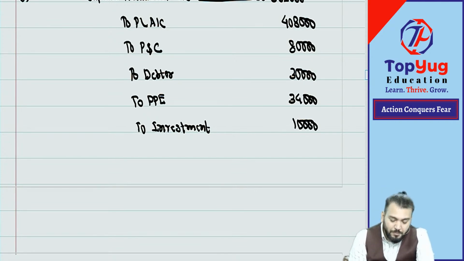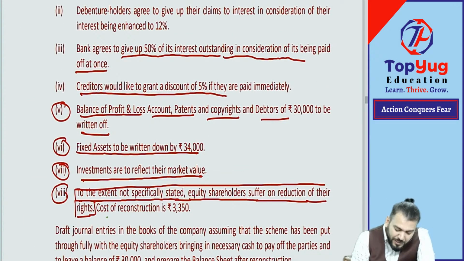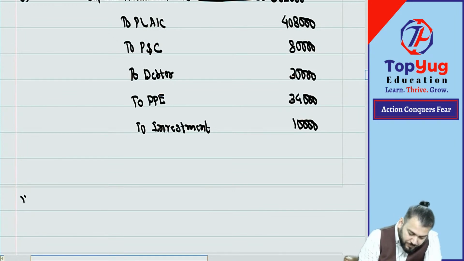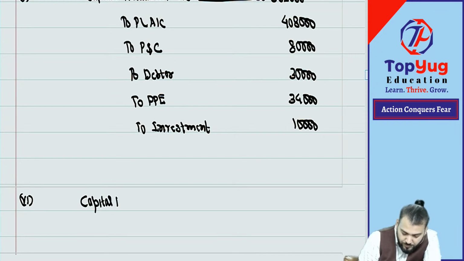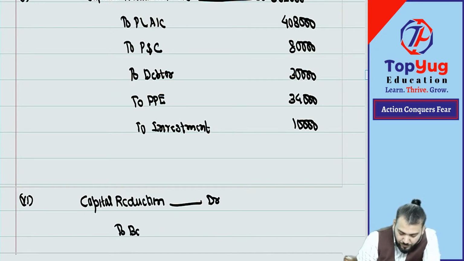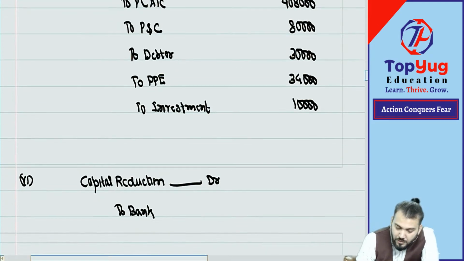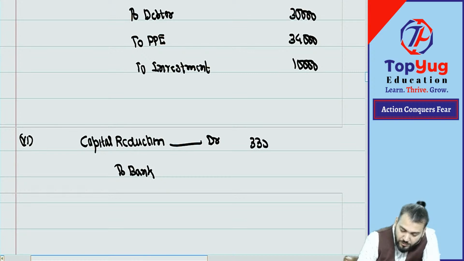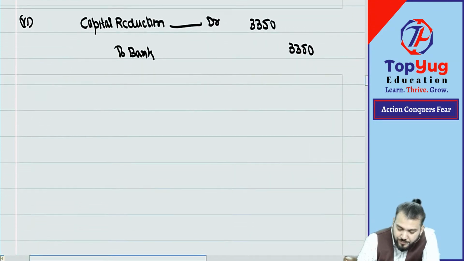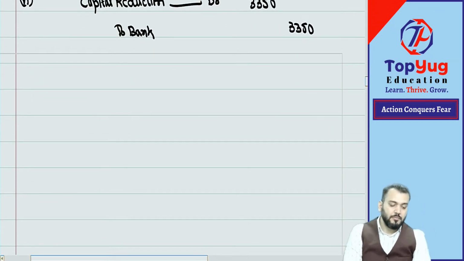Okay. Now coming to point number 8. In point number 8 we have already read, but there is also a cost of reconstruction. So let us do the journal entry for that also. What is the journal entry for that? Capital reduction account debit to bank. How much? 3,350. 3,350. Got it?